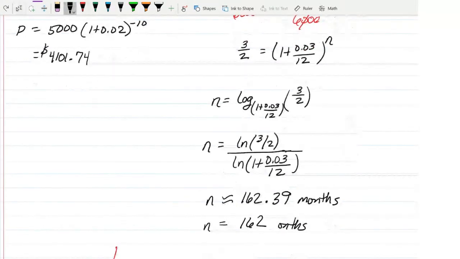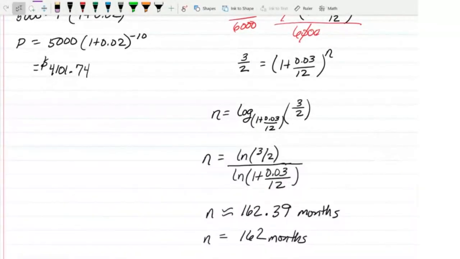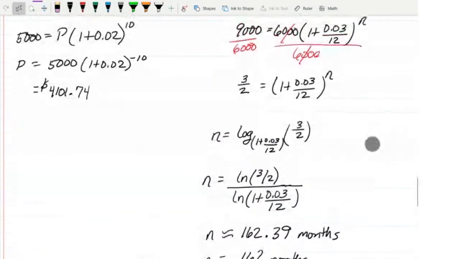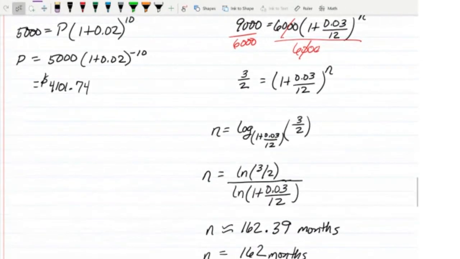And technically, be careful on the word problem wording, because if I said my future value needed to be at least 9,000, then I would really need to round this up to 163, right? Because if I get to 9,000 somewhere in the middle of the month, then it won't count. If I round it down to 162, then I'm not at 9,000 yet.